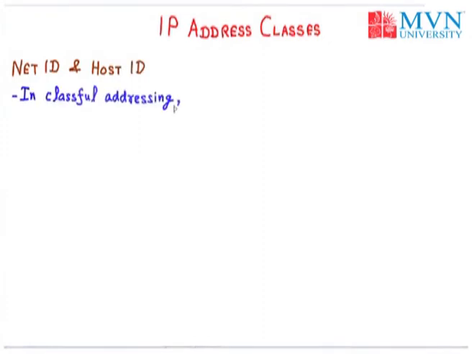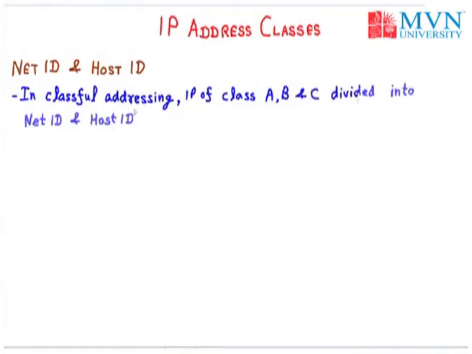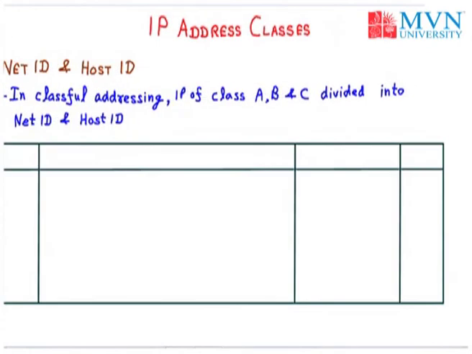Now in classful addressing, classes A, B, and C are divided into net ID and host ID. To understand how the IPs are divided into net ID and host ID, we have a masking table. We will draw a masking table with the help of which a particular IP can be divided into host ID and net ID. Now we have a particular table in which we have four fields.